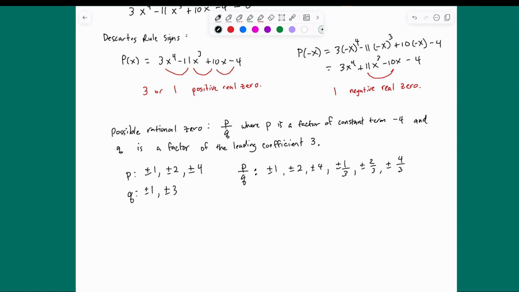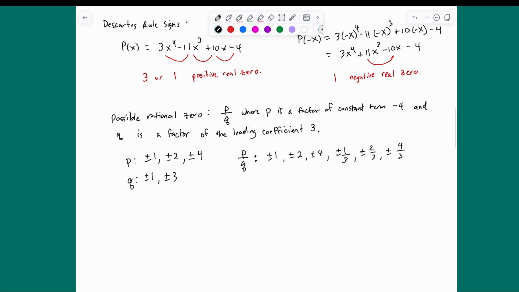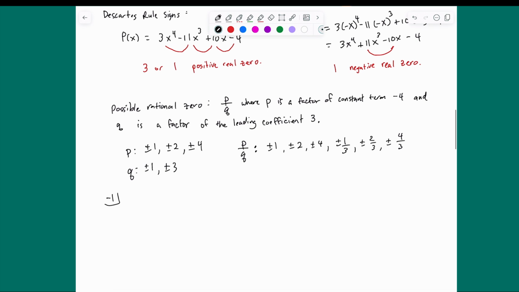This tells us the possible rational zeros. If we have any zero that's a rational number, it has to be part of this list. From Descartes' rule of signs, we know we have one negative real zero, so that's guaranteed. Whether it's a rational number or not remains to be shown. Since I know we have at least one negative real zero, I'm going to start with a negative number. I'm going to take -1, and use synthetic division here.